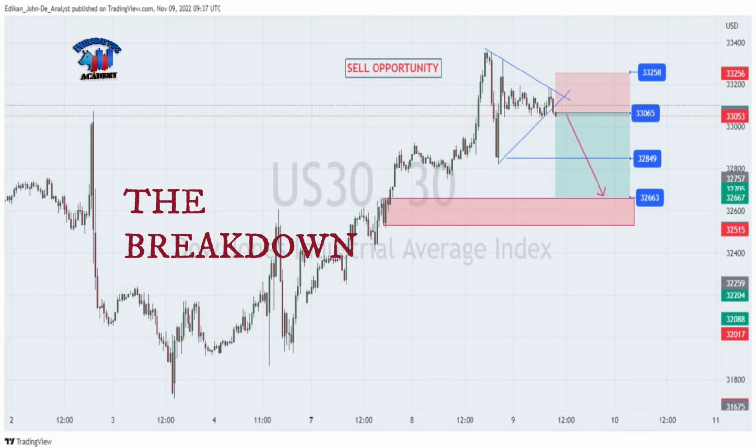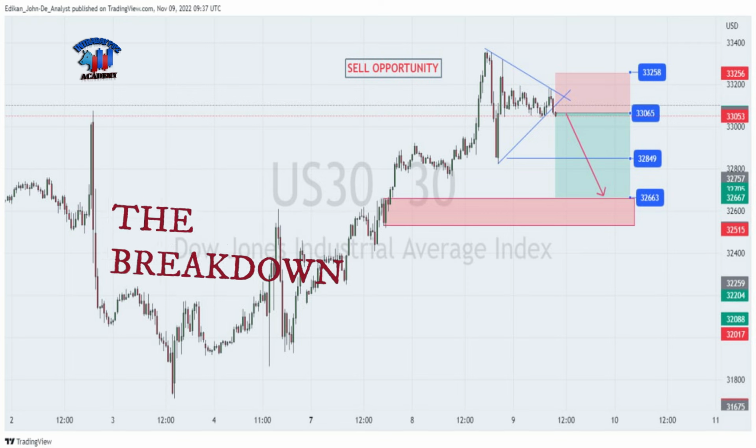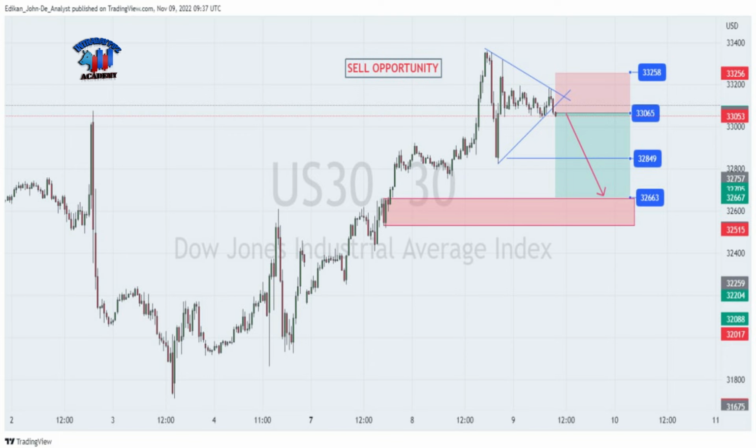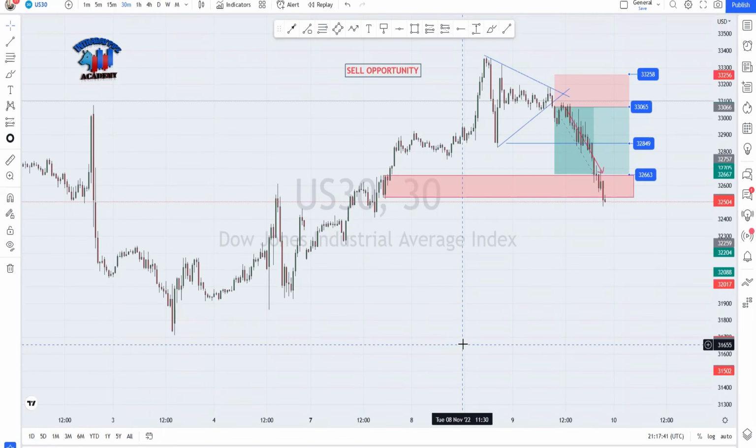So today I'm going to be breaking down the trade call on US 30. What are the things I saw? What is the reason for which I say we should be selling this particular asset? So, this was basically an M30 call. So the analysis was taken from the M30 time frame. In a short while I'm going to tell you guys the reason for which I did that.